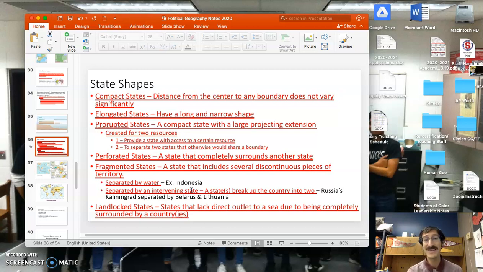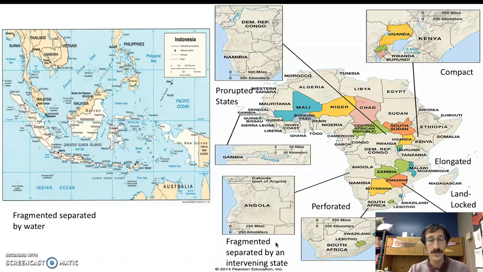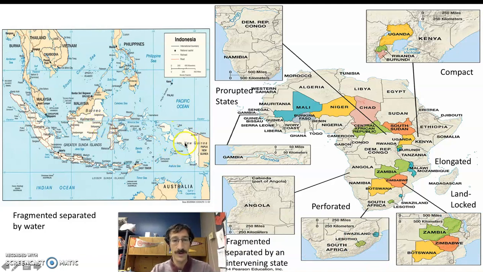Okay, then the other type is landlocked. So it's completely surrounded by at least one, if not more, countries and has no access to the sea. That doesn't mean it doesn't have rivers running through it or lakes. It just means that at the end of the day, they don't get access to the sea without having to go through another country. All right, so when we talk about the examples here, visually to look at this, here's Indonesia, Papua New Guinea, Australia, Malaysia, the Philippines.